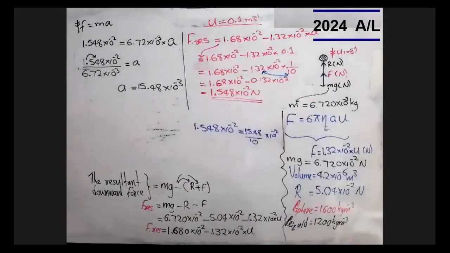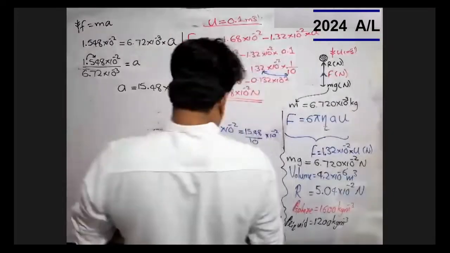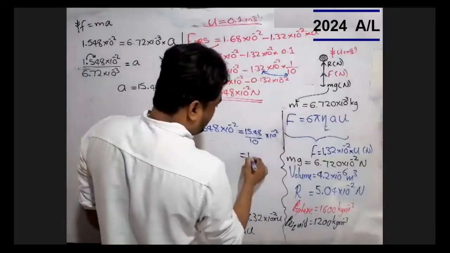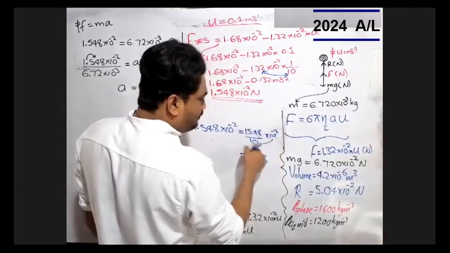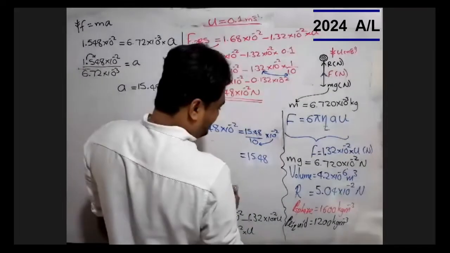First tell me. Or should I explain that one also? Would you like me to explain that one also? 1.548 into 10 to the power minus 2 can be written as 15.48 divided by 10. 10 to the power minus 2 will be there. It is not changed. Now, one more step: 15.48, 10 to the power minus 2 divided by 10. So, it can be written like this.